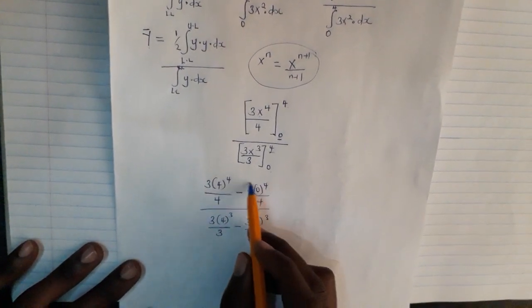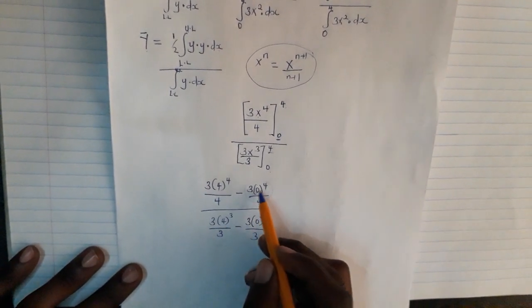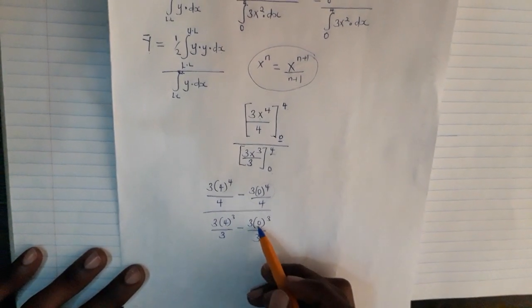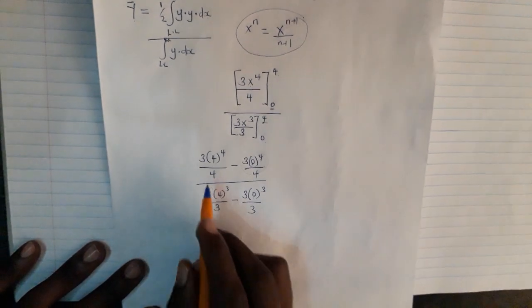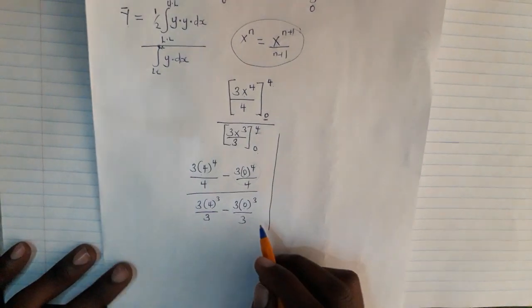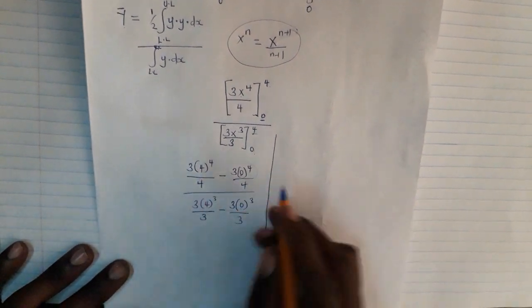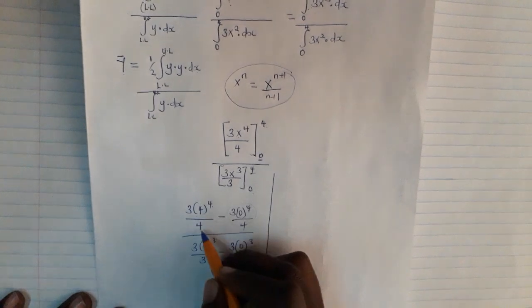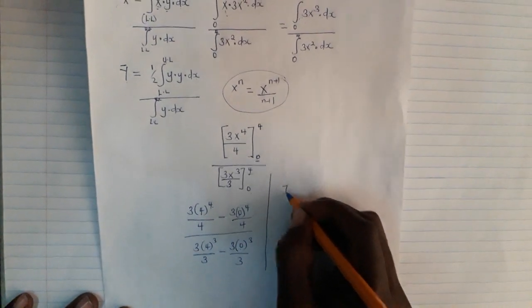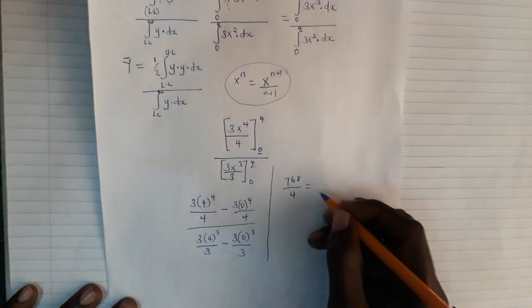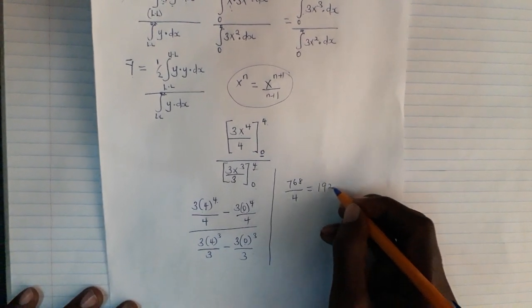So this one gives us 0 because anything multiplied by 0 is 0. So this one also disappears, we're going to have 0. So let us start with the numerator, which is 3 and then 4 power 4, it is 768, and then divided by 4, which is going to give us 192.